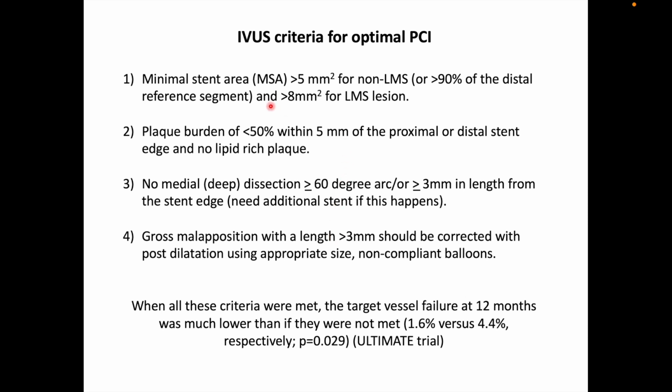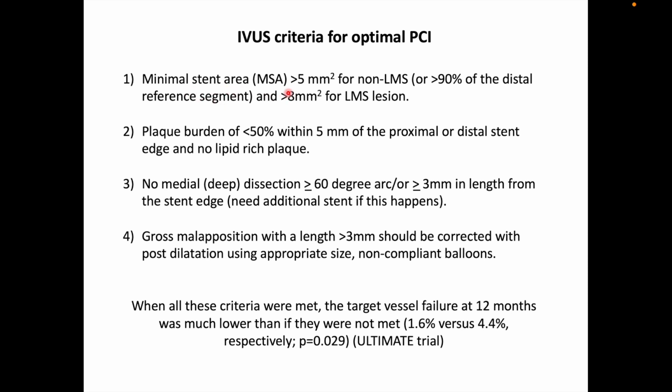So what is it? One is based on the minimal stent area. So after deployment of the stent, you have to calculate the area that you've gained from the stent, and that has to be more than 5 millimeter square for non-left main stem lesions, or more than 8 millimeter square for left main stem lesions. The other point is that it could also be more than 90% of the distal reference segment. So whatever distal reference segment area you have, this has to be at least more than 90%. Then it's a well expanded stent.